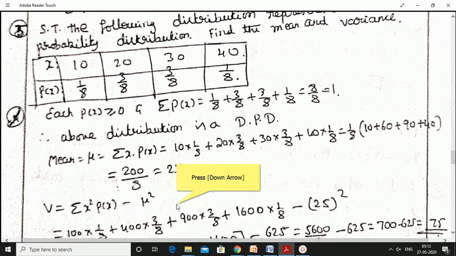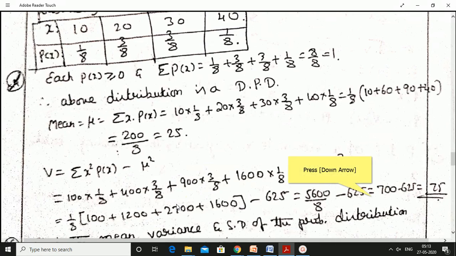And variance is equal to summation of x square into p of x minus mu square. 10 square 100 into 1 by 8 plus 20 square 400 into 3 by 8 plus 30 square 900 into 3 by 8 plus 40 square 1600 into 1 by 8 minus mu square. Mu is 25 square. If I simplify this, it comes out as 75.